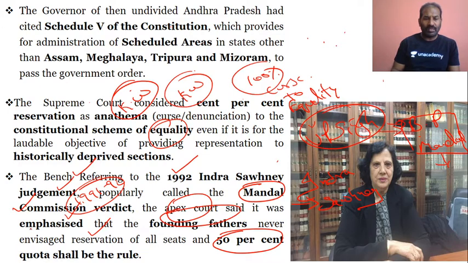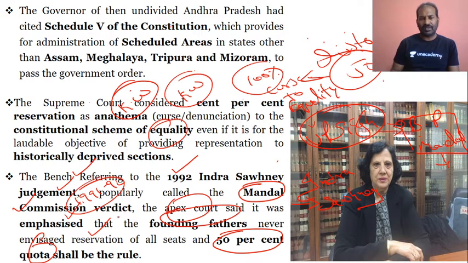And what is a quota? That is what is important. Quota is how much? Quota is 50% for the reservation, and it should not cross that 50%. So according to the Indira Sawhney case, in the Mandal Commission verdict, it was very clearly stated by the apex court that as per the founding fathers, the reservation of seats and the quota should be the rule, not exceeding 50%.